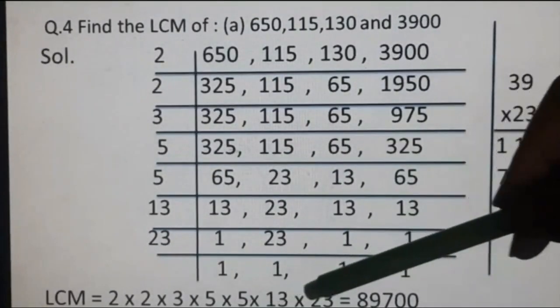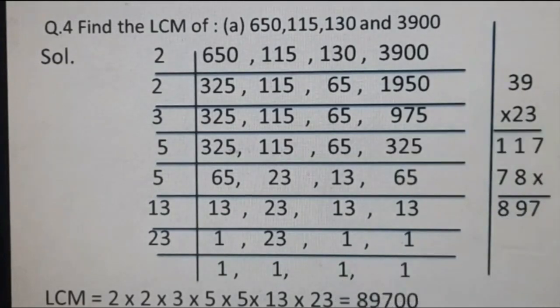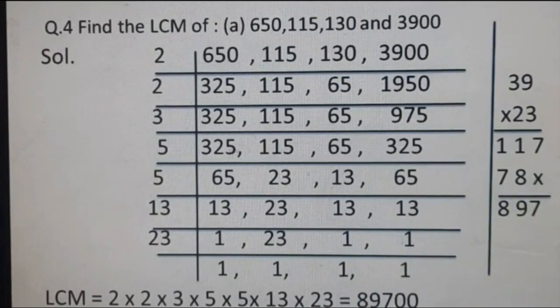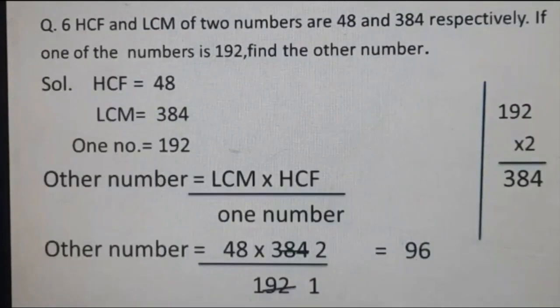Now 3900 multiply by 23. If we are multiplying 39 with 23, we will get 897. And then to the right side, we will write down 2 zeros. So after multiplication, our answer will become 89,700. Multiplication, here we can do rough column on the right side.